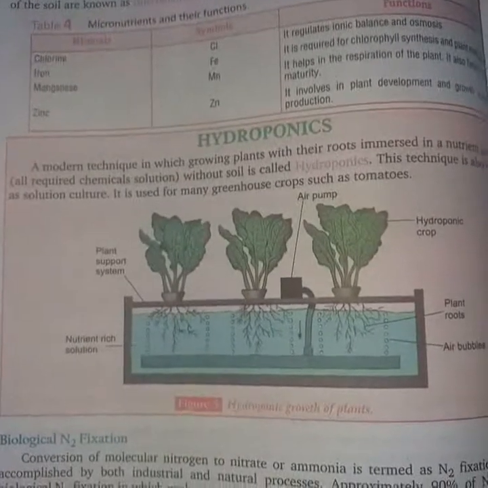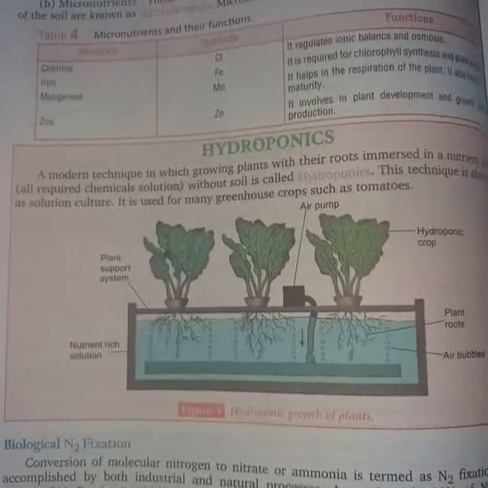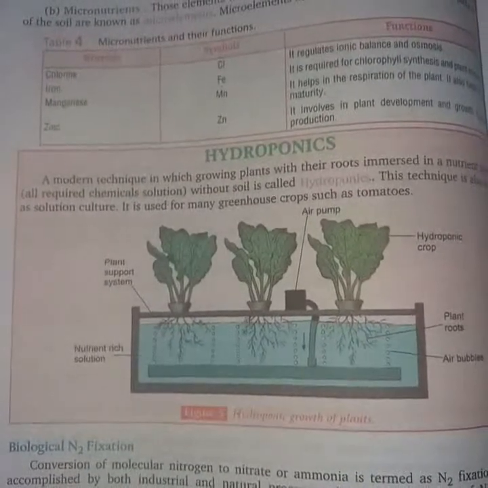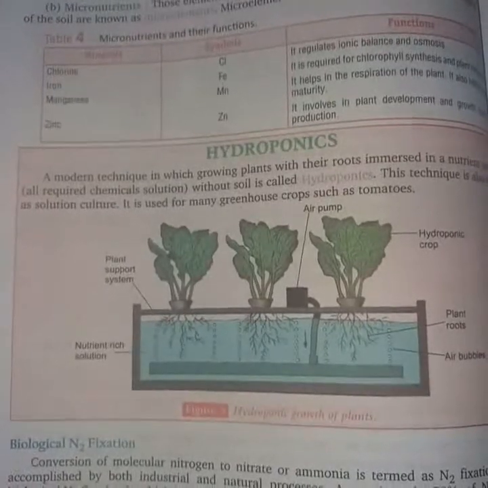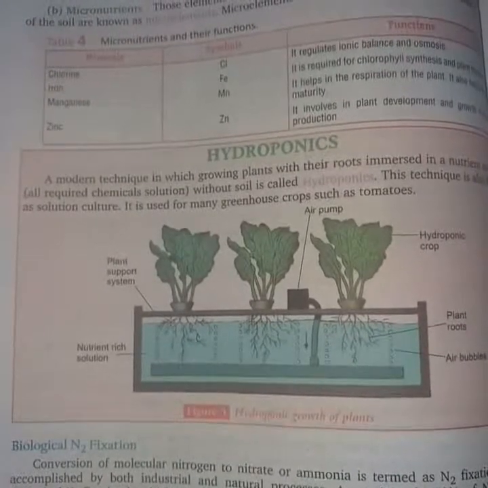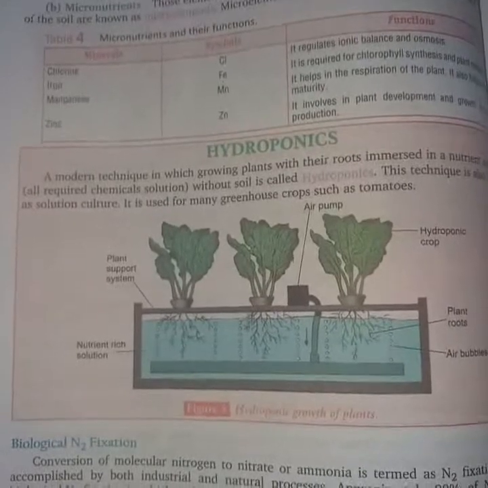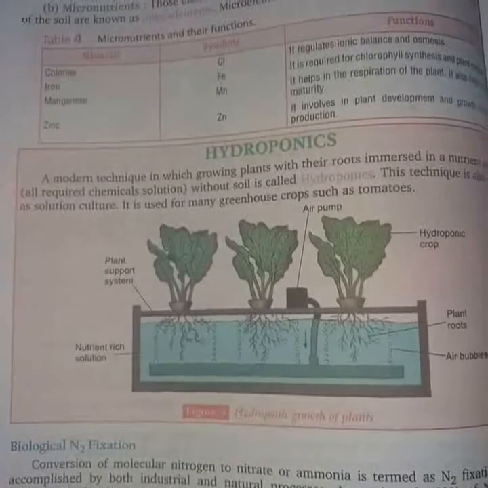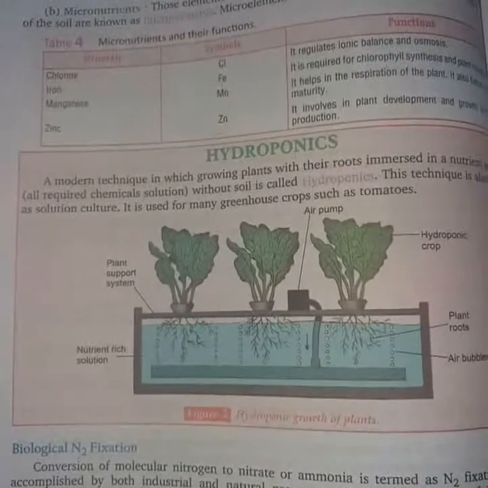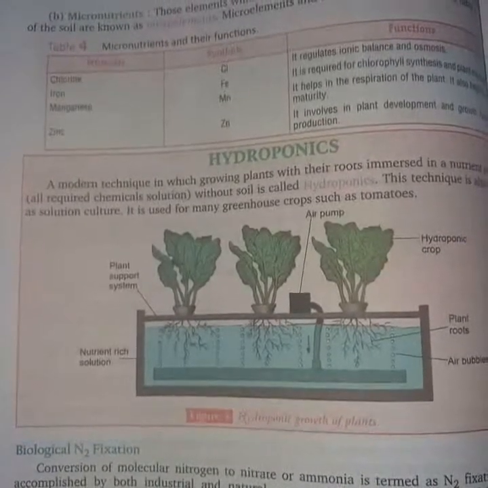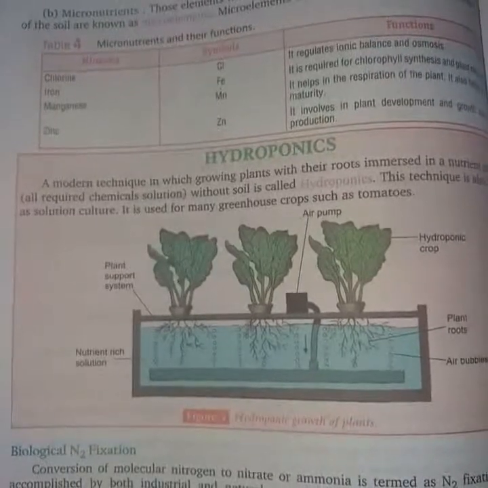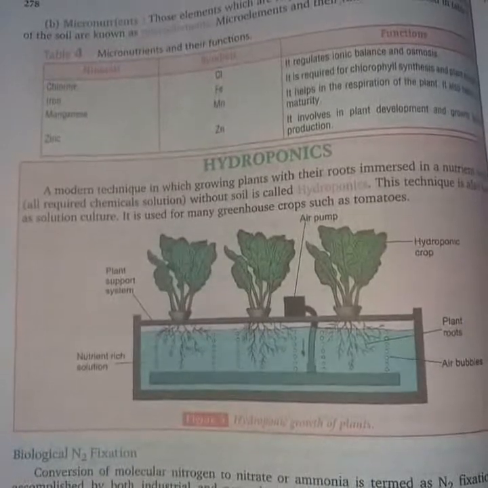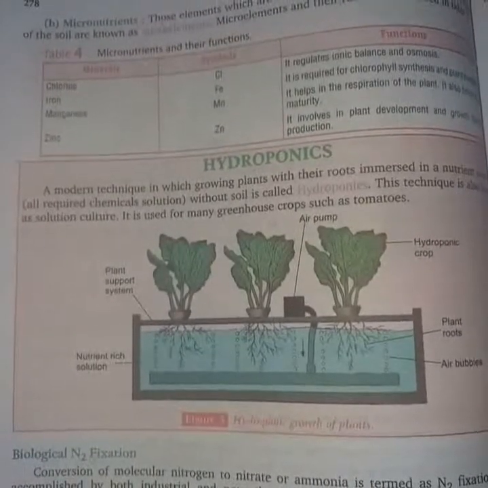solution. A chemical solution is used in this process. So, without soil, plants are grown with the help of a chemical solution. This chemical solution provides the plants all the properties which soil provides. This is called hydroponics.